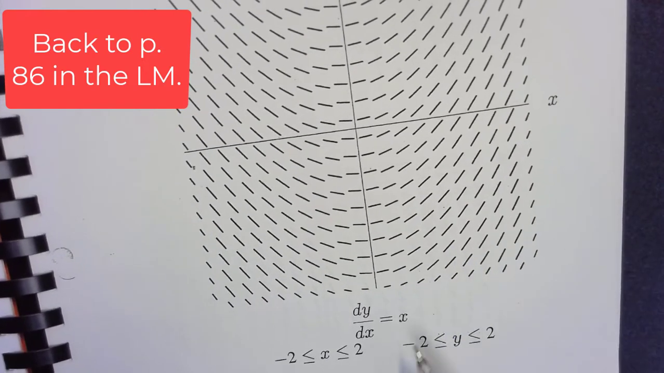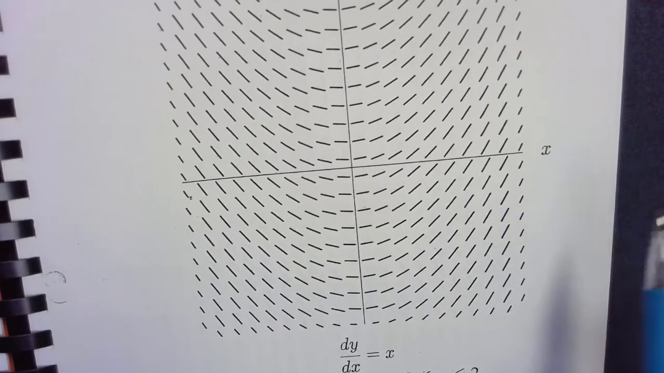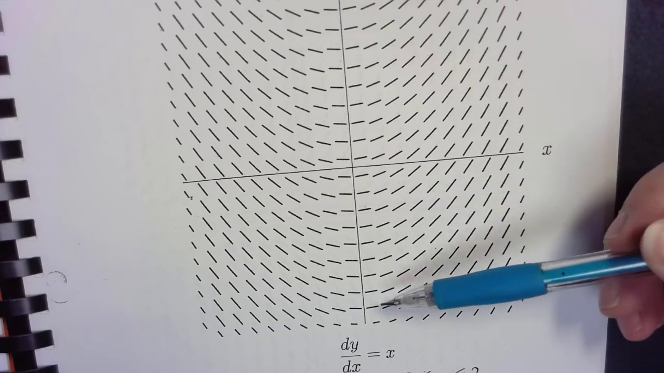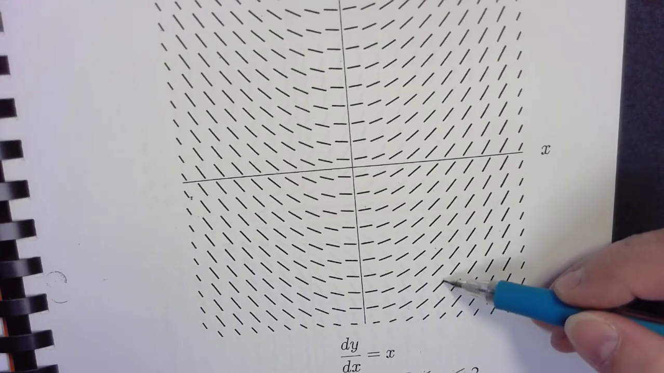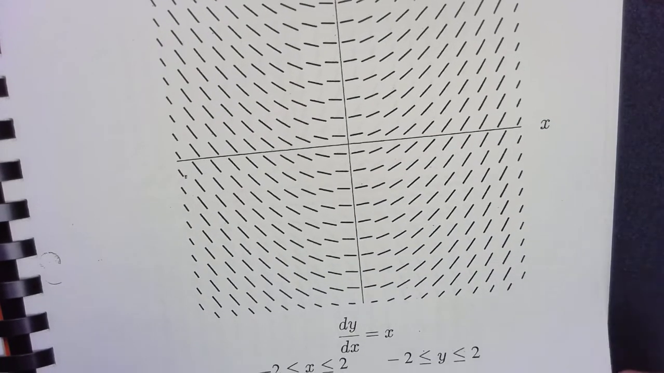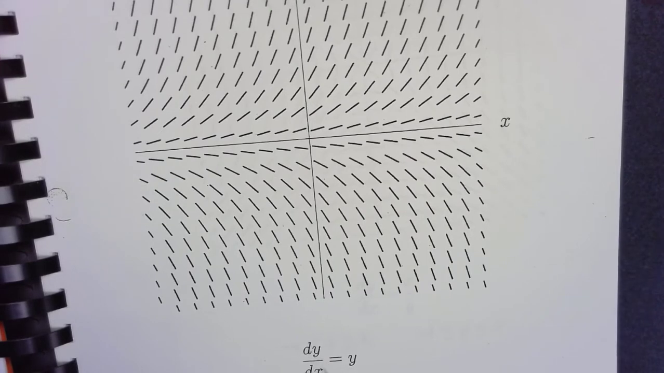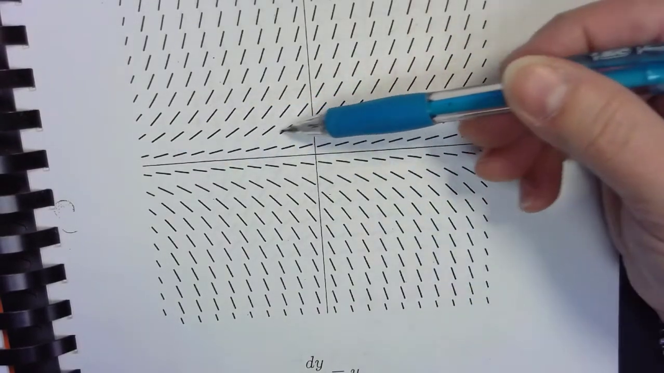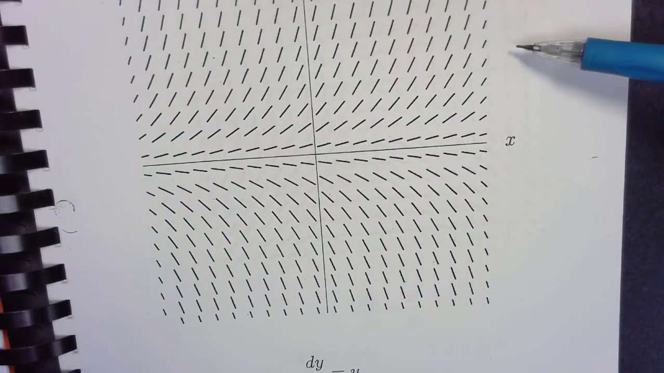My slope field equation here only had x in it. Notice that the slopes only change with respect to x. Okay, so when I'm at x equals 0, I have the same slope all the way up. When I'm at x equals 1, I have the same slope all the way up. This slope field is one that is determined only by x. This slope field has the equation dy dx equals y. And notice it changes only as y changes. So for this y value, the same slope all the way across. Same slope all the way across.